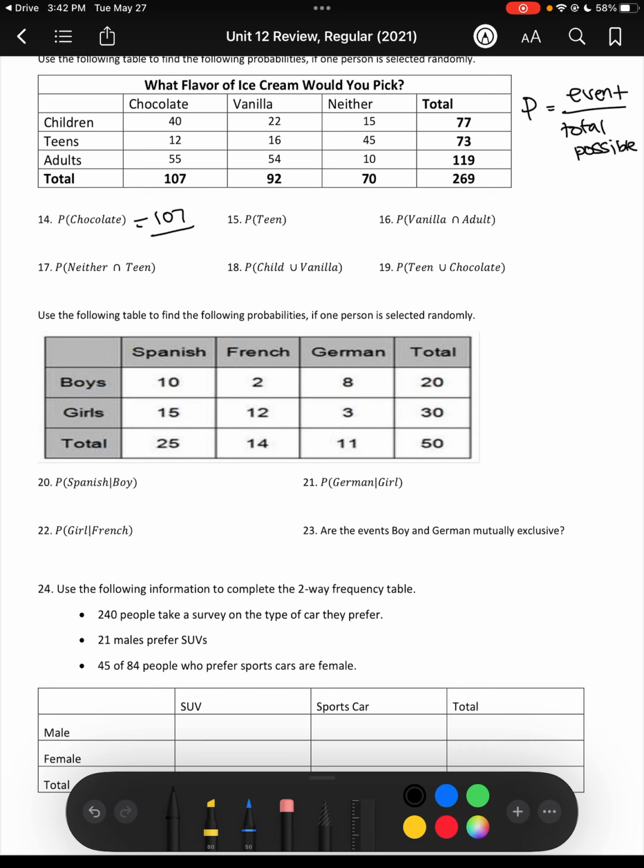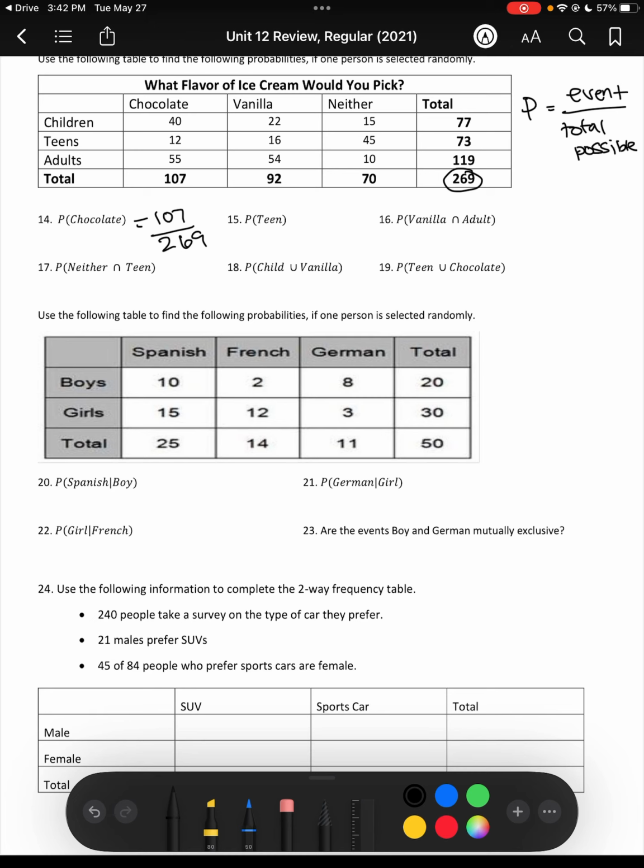The denominator is the number of people that we're choosing from. So in this survey, there were 269 people, and that is going to be my denominator. Now you could change this to a decimal or a percentage, and your test will even ask you to, but if you put it in as a fraction, you will still get it correct. So just leave it as a fraction and move on to the next question.